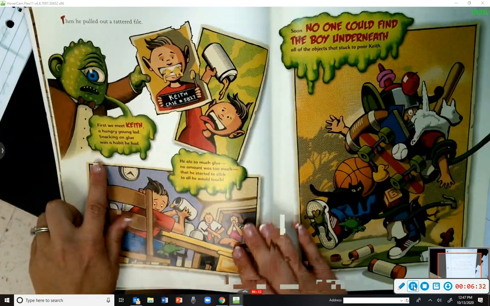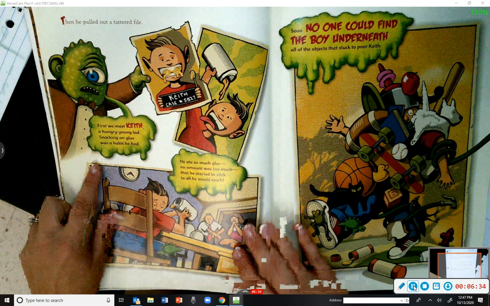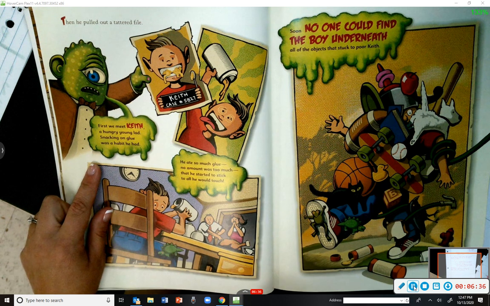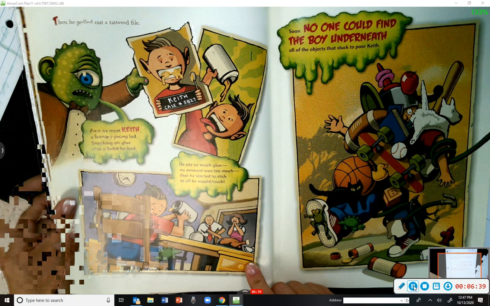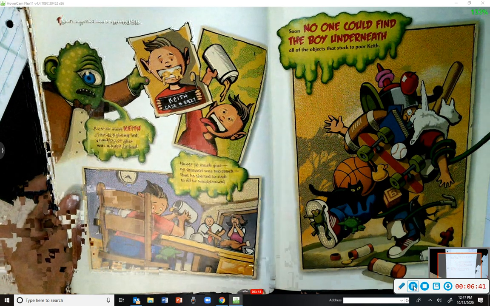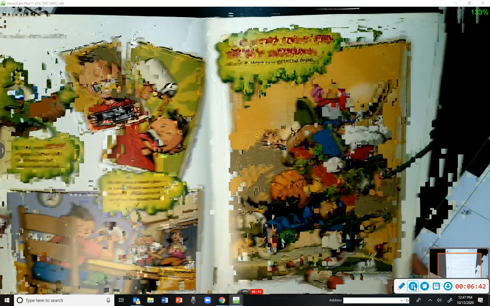First we met Keith, a hungry young lad. Snacking on glue was a habit he had. He ate so much glue, no amount was too much, that he started to stick to all he would touch. Soon no one could find the boy underneath all of the objects that stuck to poor Keith.